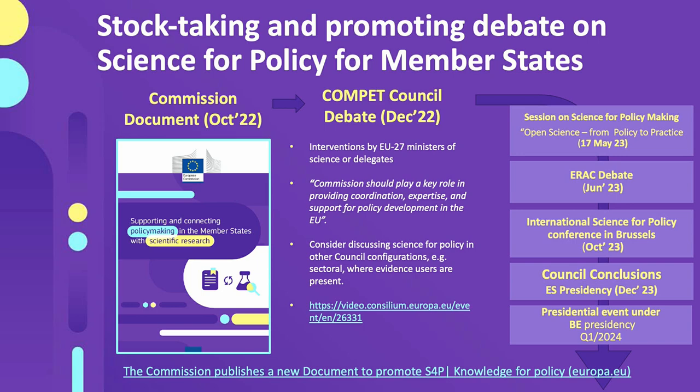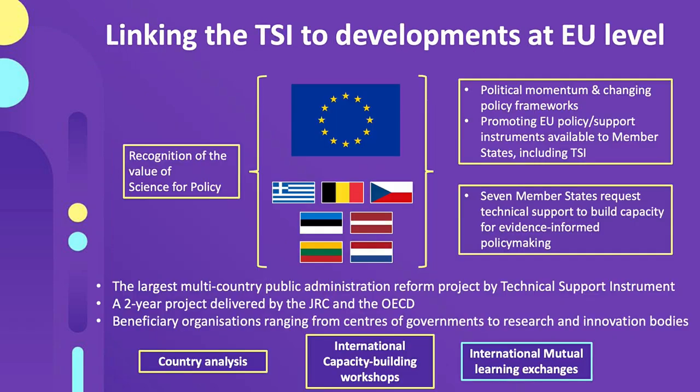In this staff working document, there are various support mechanisms offered to member states, and one of them is the technical support instrument of DG Reform, and under this instrument, my unit is currently working with 7 member states. Sweden, sadly, is not among them, because they have to apply. You have to apply as a member state to be part of any technical support instrument project. And these 7 member states applied for better science for policy.